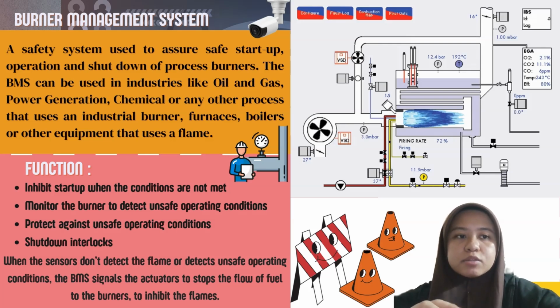When the sensors don't detect the flame or detect an unsafe operating condition, the BMS signals the actuators to stop the flow of fuel to the burners to inhibit the flame. That's all for me. Next, I will give to Hani to explain more about the safety interlock system.